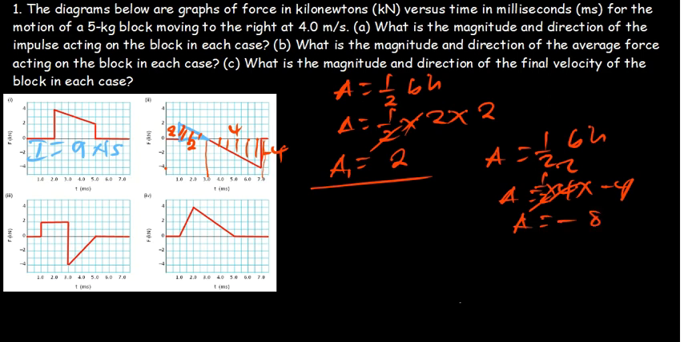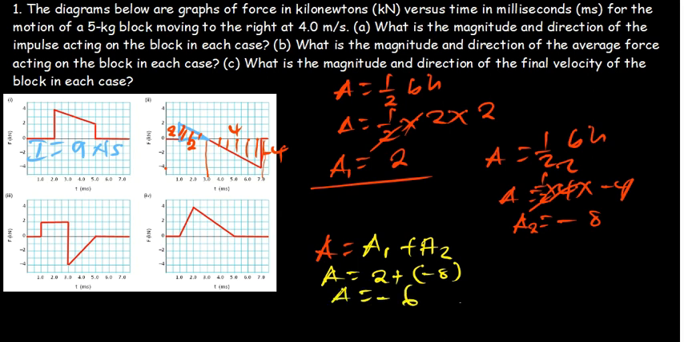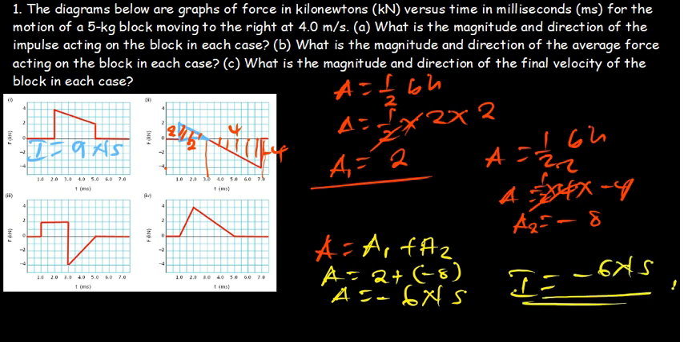Okay, now we need to add. So this we're going to call area 2. So the total area is going to be the summation of area 1 plus area 2. So area will be 2 plus negative 8, which is going to give me negative 6. So this negative 6 is now Newton seconds, meaning this is my impulse. Impulse is a vector, so it can be negative. So that is my impulse. So the impulse here is negative 6 Newton seconds. I'm done with that one.